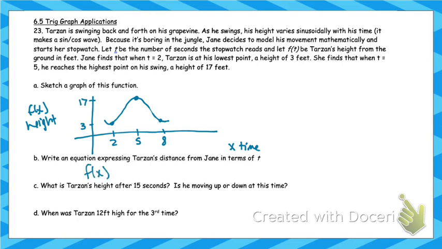So let's start with our vertical shift, our middle y value. It's not listed, so we need to figure it out. Remember, it's kind of like the average. Add them together, divided by 2. So 17 plus 3 is 20, divided by 2 is 10. So that's my vertical shift. Once we know the vertical shift, we can see the amplitude. The height from the middle to the top is 7.